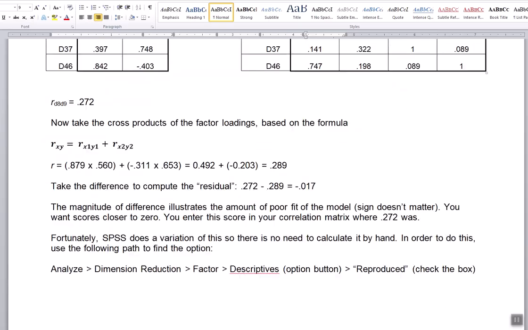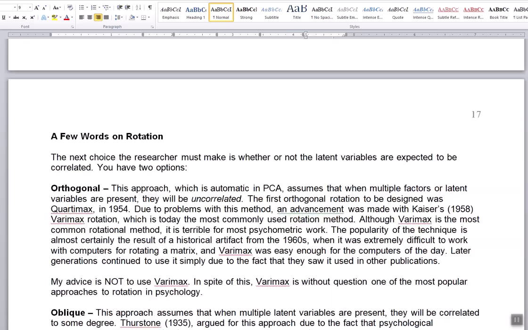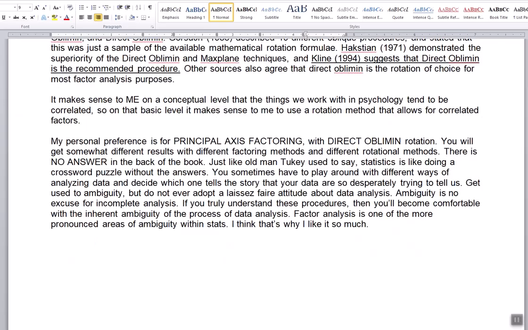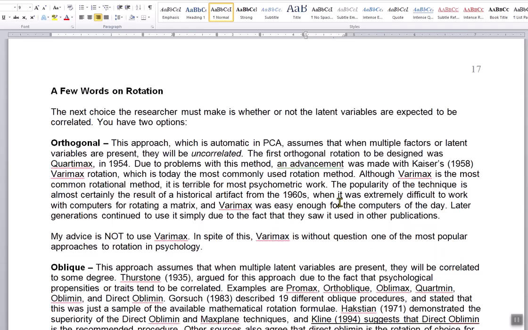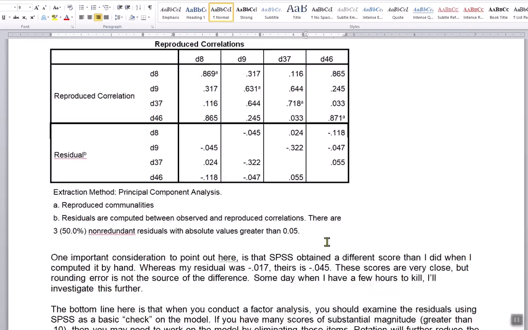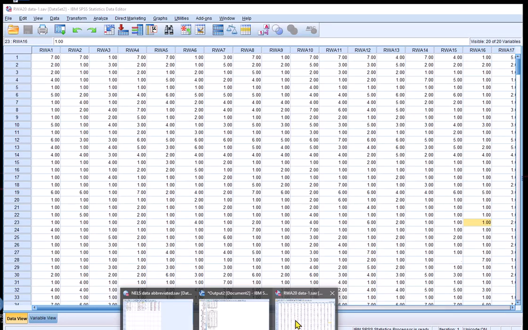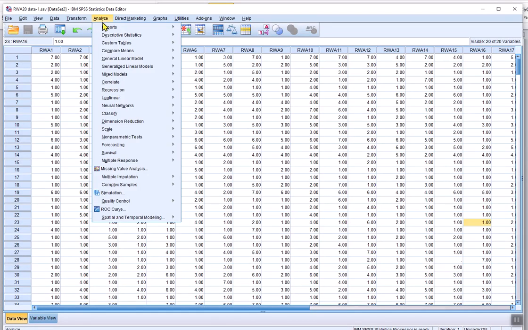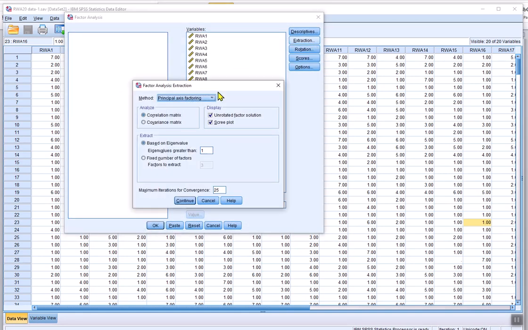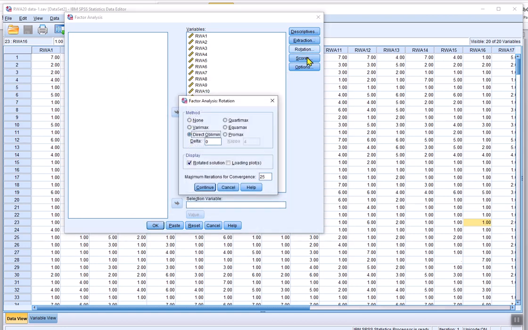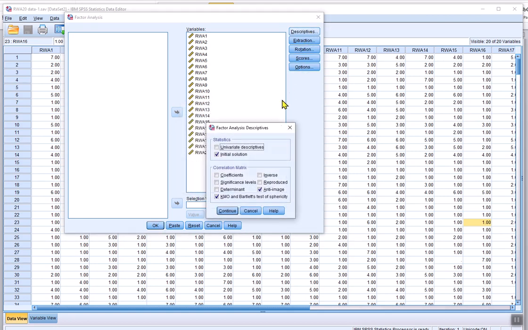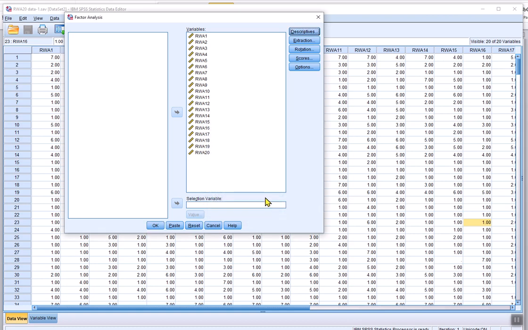But in a nutshell, that's how you run factor analysis. Just to recap, the pathway here that you want is dimension reduction, factor, and then the options: principal axis factoring, check the Scree plot, you want to see the Scree plot, direct Oblimin rotation. And under descriptives, you want to get the anti-image and the KMO and Bartlett's test. And now you know how to do that.